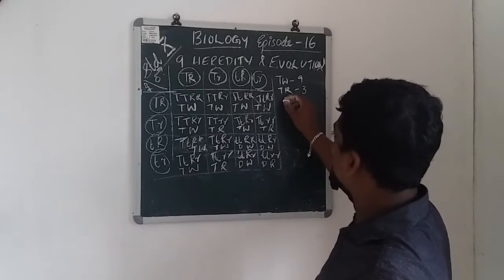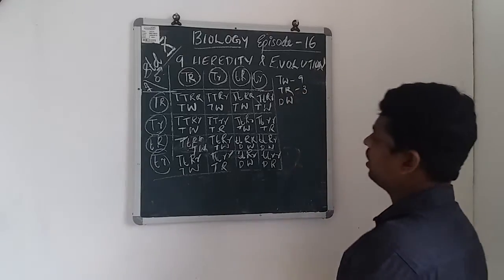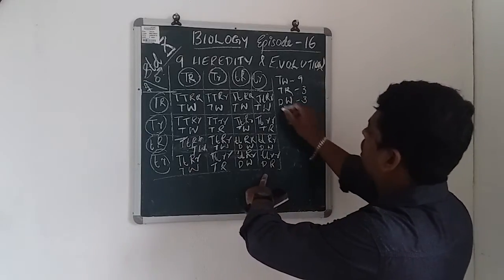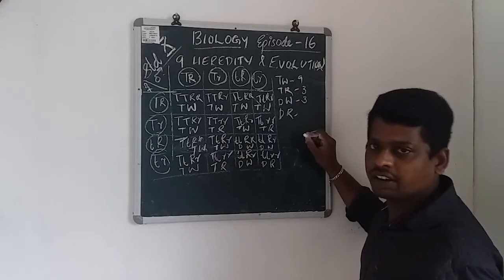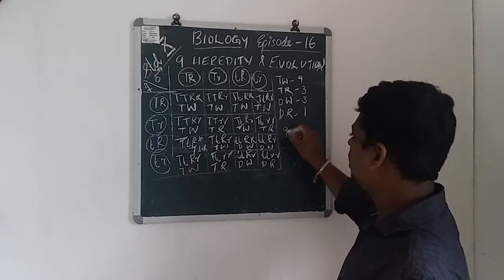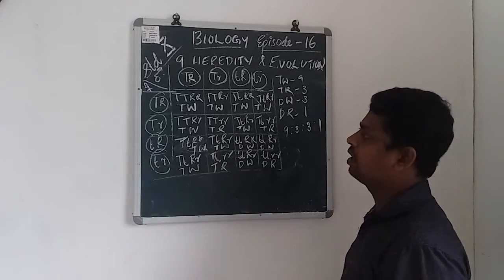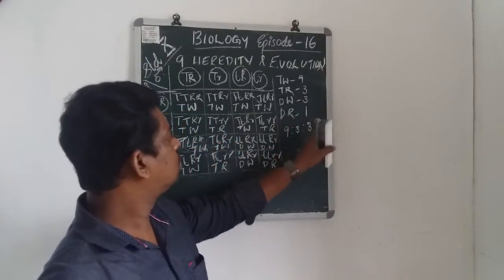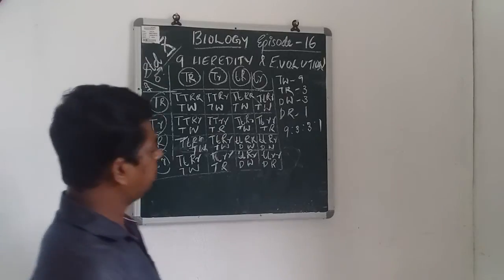Okay, and then short or dark white. How many? 1, 2, 3. And then dark round rose, DR, that is 1. The ratio is 9:3:3:1. This is the ratio. Okay, 9:3:3:1.